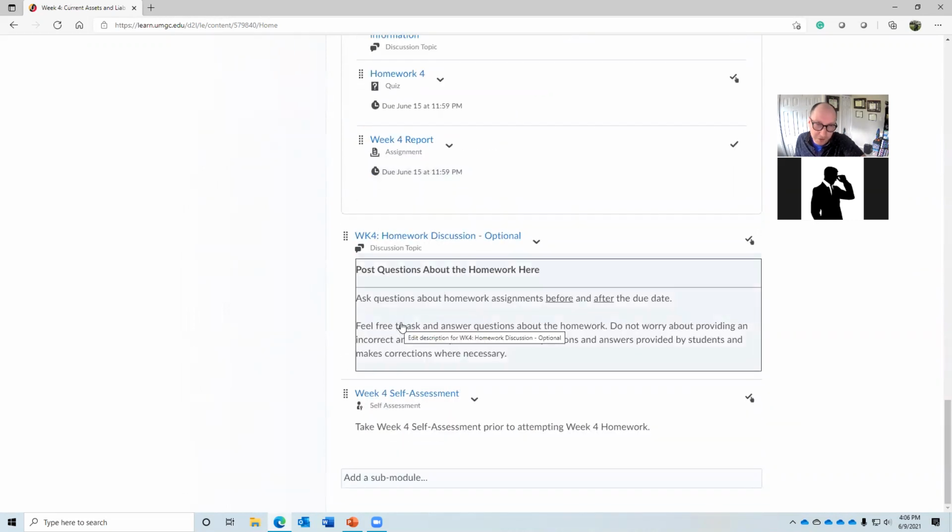Keys to success for this week: please complete the self-assessment before you jump into the homework assignment. That would for sure put you in a good position when it comes to success on the homework assignment.